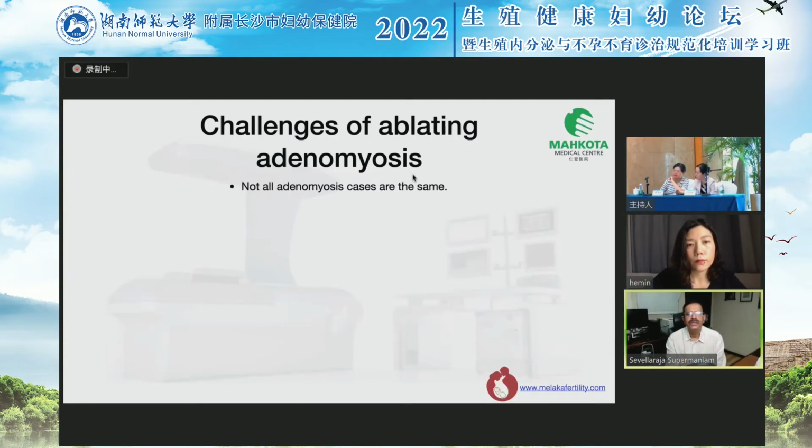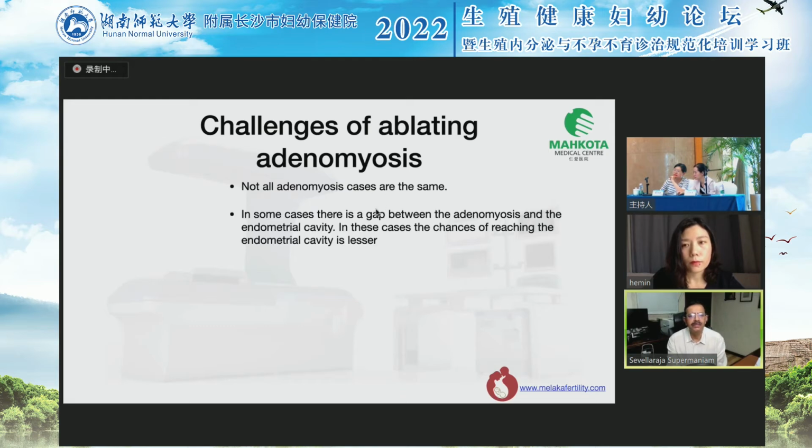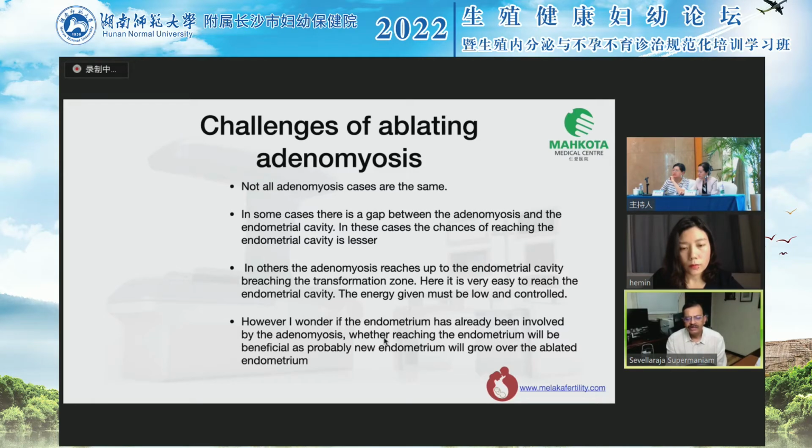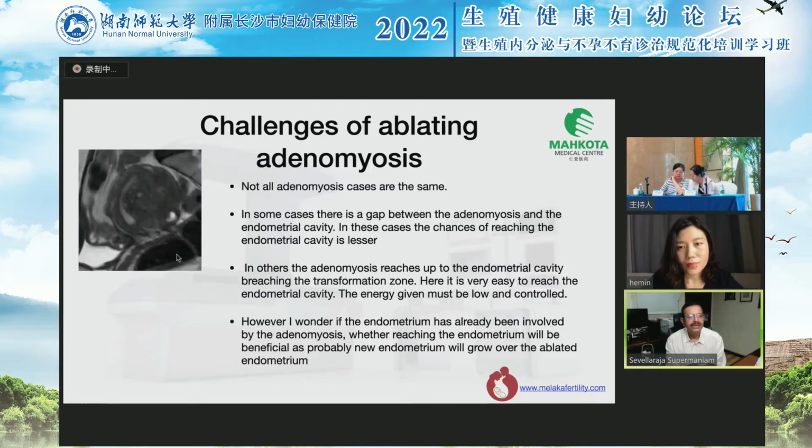So what are the challenges in ablating adenomyosis? So the first is not all adenomyosis cases are the same. In some cases, there is a gap between the adenomyosis and the endometrial cavity. In these cases, the chances of reaching the endometrial cavity is lesser. In others, the adenomyosis reach up to the endometrial cavity, breaching the transformation zone. Here, it is very easy to reach the endometrial cavity. The energy must be low and very controlled. Sometimes I wonder whether if the endometrium has already been involved by adenomyosis, whether reaching the endometrium will be beneficial as new endometrium will grow over the ablated endometrium. So here is an example.